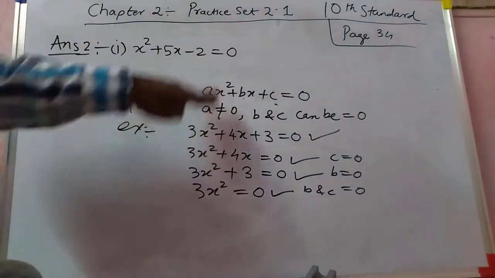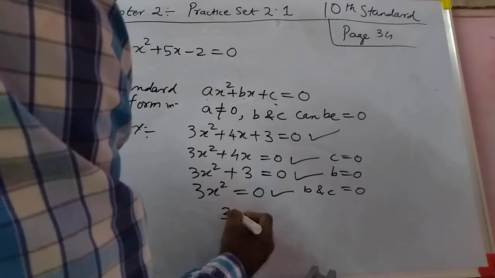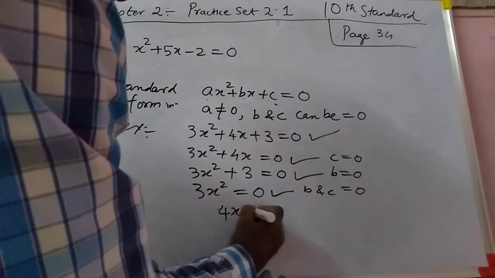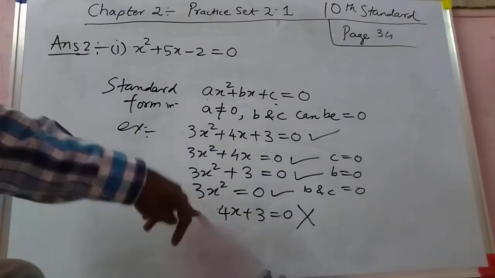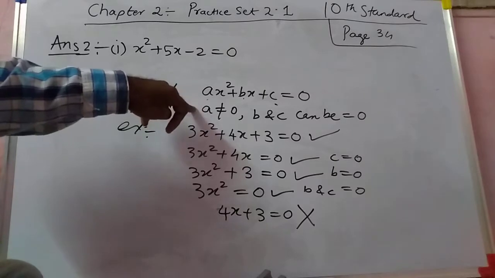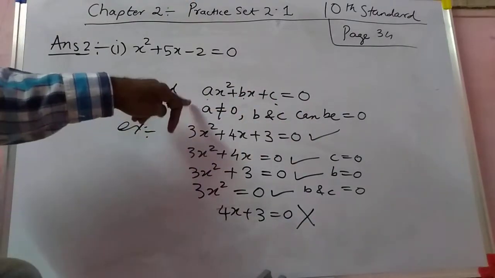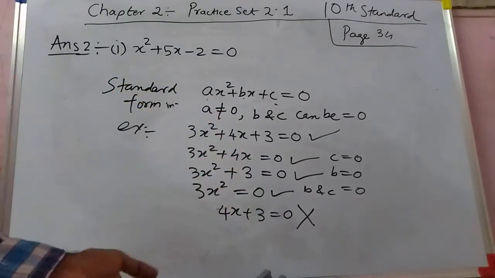Now let's drop a. Now that will be, for example, 3. It will become 4x plus 3 is equal to 0. It is not quadratic because a cannot be 0. a 0 नहीं हो सकता, b and c 0 हो सकता है, ठीक है. So a 0 हो गया मतलब it is not quadratic.